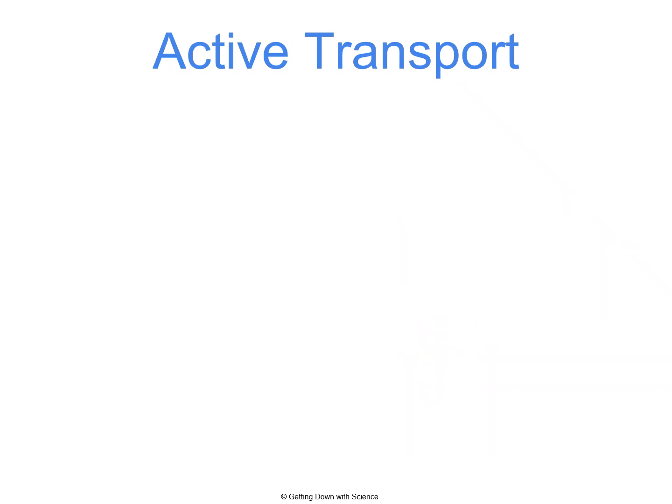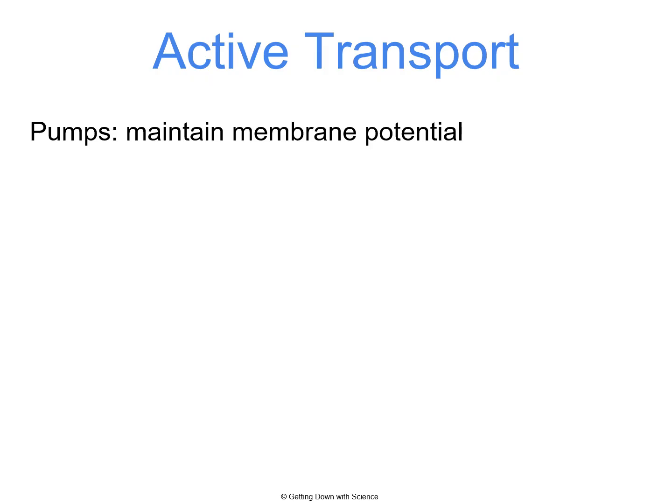All right, so now let's talk about another type of active transport. This type of active transport is achieved by the use of pumps that are found on various parts of the cell membrane. These pumps are responsible for transporting ions into or out of the cell. What these pumps do is they maintain the membrane potential. They simply maintain membrane potential.